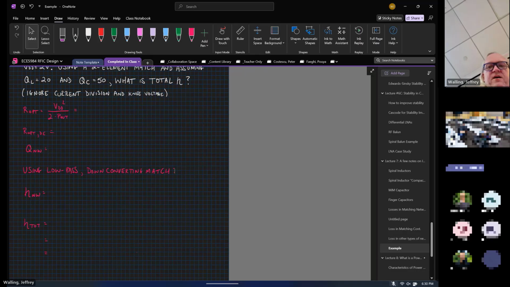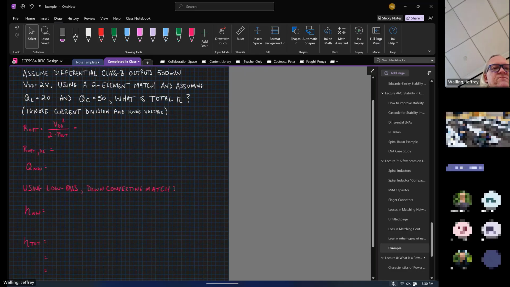All right, so again, this is just for a simple 2-element match. Let's assume that we want a class B power amplifier that's going to output 500 milliwatts from a supply voltage of 2 volts, and we're going to use a 2-element match. But we're on a Cadillac process that's giving us an inductor that has a quality factor of 20. Our capacitor is still 50. What's the total efficiency? All right, see if you can work with a neighbor and tell me what you think it is. I've laid out the rough map, order that you have to do the math. I'll give you a minute or two to head start.